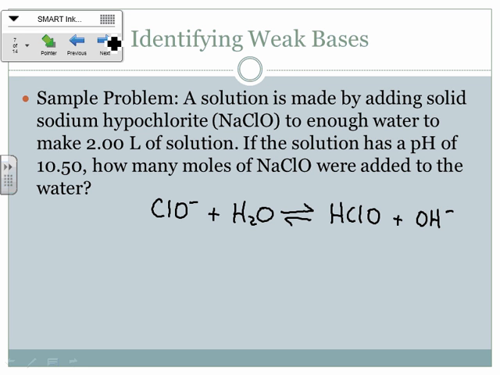So we're adding sodium hypochlorite to enough water to make 2 liters of the solution, and it's telling us that the solution has a pH of 10.5. And we want to know how many moles of NaClO were initially added to the water. Okay? So let's think about our ICE table here. What do we know on this one? Okay, we can use the pH to find the concentration of the OH minus. And is that going to be the OH minus at equilibrium or initially?